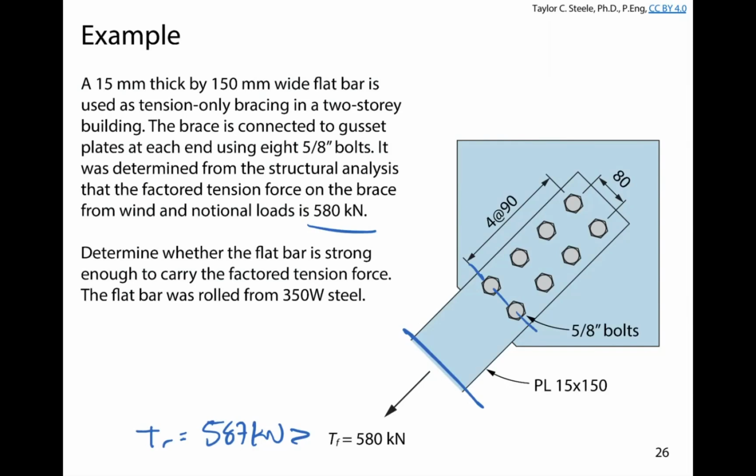Does anybody have any questions about this example? Any of the things that we went through? Why this is the governing limit state, 587 kilonewtons net section fracture, or why our brace is acceptable based on the resistances that we calculated?